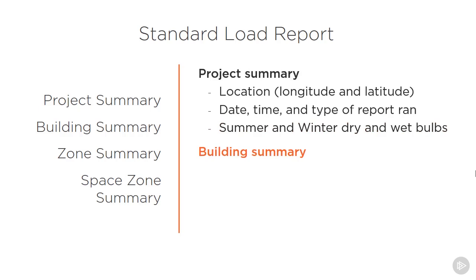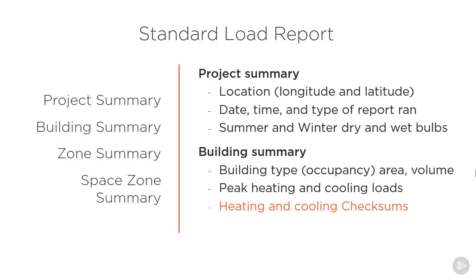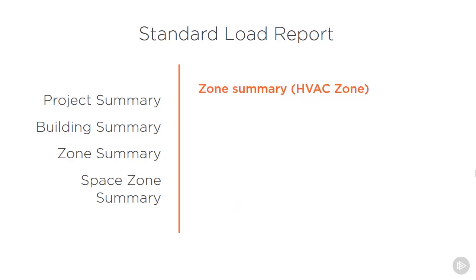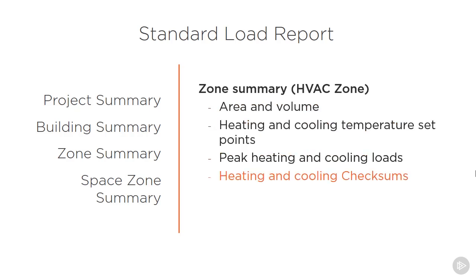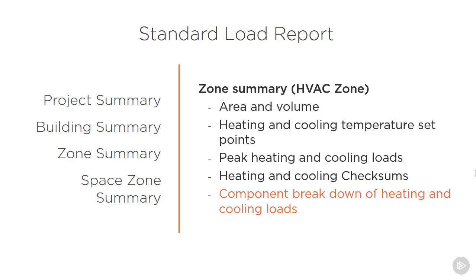Your building summary is the same in your standard report as your simple report as well. It'll tell you the building type or the occupancy, its area and volume, the peak heating and cooling loads, and the heating and cooling checksums. The zone summary will give you the area and volume as well, the heating and cooling temperature set points, the peak heating and cooling loads, still the heating and cooling checksums. But the standard report goes a little bit further and it gives you a component breakdown of the heating and cooling loads. Tells you what's generating those loads, whether it's wall, lighting, people, doors, windows.